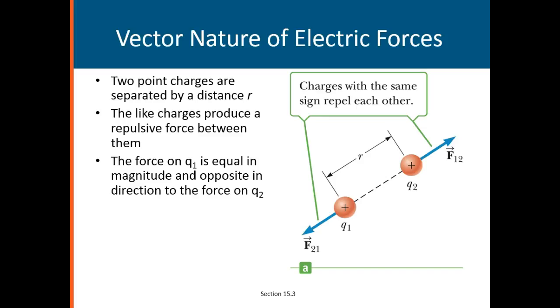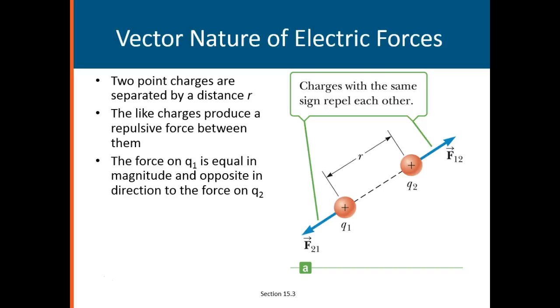All right. Here's a picture of what we were just talking about, the vector nature of electric forces. Two point charges are separated by a distance r, okay? The like charges produce a repulsive force between them, so the forces are in opposite directions. This is charge 1, this is charge 2. This is the force of 1 on 2 pushing that way. The force of 2 on 1 is pushing this way.